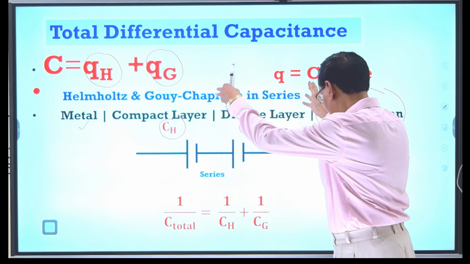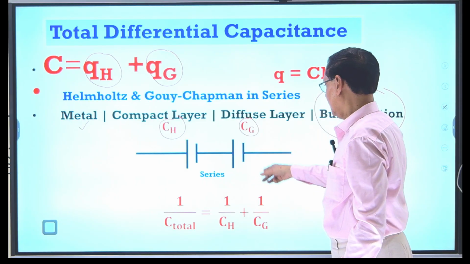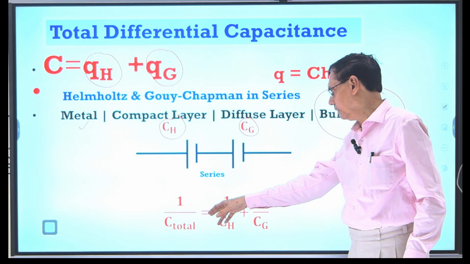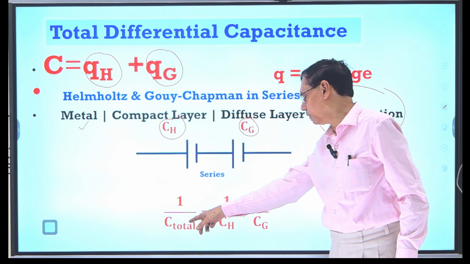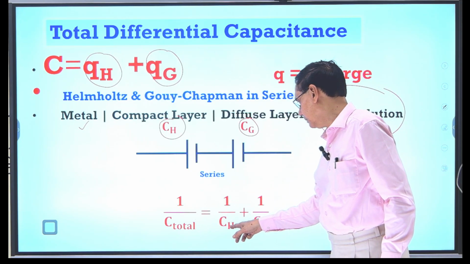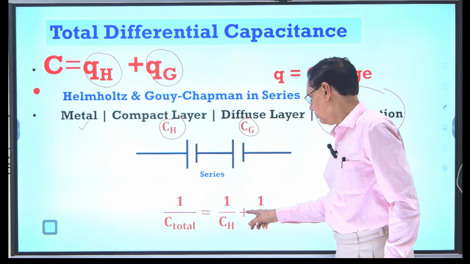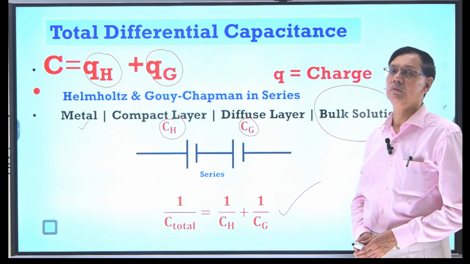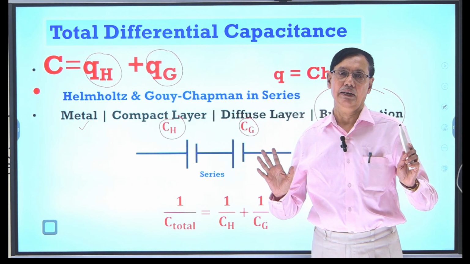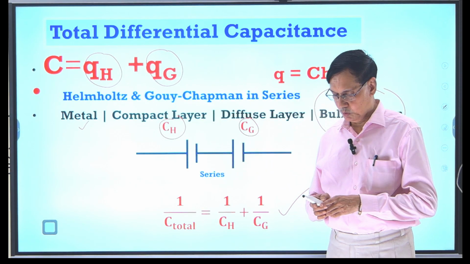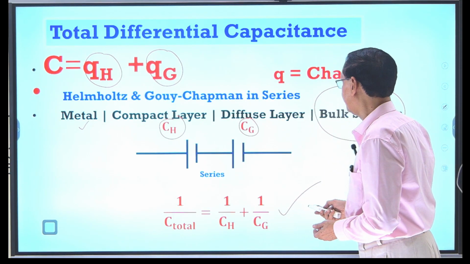So if I just make a series, our final result will be, I will explain how we get this: 1 divided by C total is equal to 1 divided by CH plus 1 divided by C diffuse. So this is the final equation of the Stern layer. Very, very simple. So now how do we derive it?